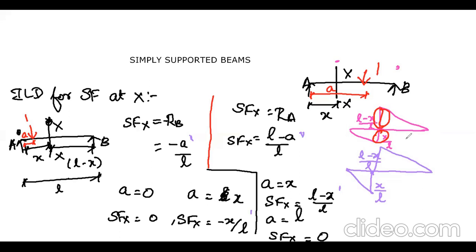Suppose you are considering one UDL. To find the negative shear force, you will be placing the head of the UDL in this region. If it is a positive shear force, you will be placing the tail of the UDL at the point X. If you place the load at the point X, that is the section you are considering. That is clear. Because there the area of the influence line diagram will be maximum, so you will get the maximum value of the shear force.